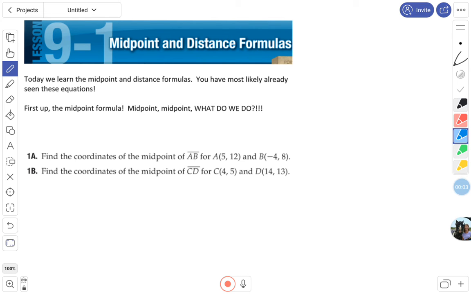Okay, so now we're going to start 9-1, Chapter 9. And we're going to start today with the midpoint formula. It's a super easy formula, and if you watched the video beforehand, you heard the little song that goes with it. Here's what it looks like.